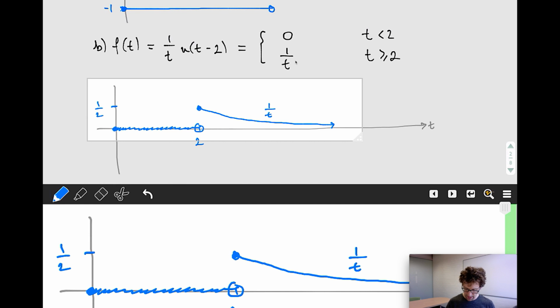Let's take a look at the next one. You can see that this function here was a bit like 1 over t, except it was chopped off. Of course, we call that a cut. So we could almost imagine that we had taken 1 over t and chopped off all those values for t less than 2. Let's take a look now at an example of a shift plus a cut.